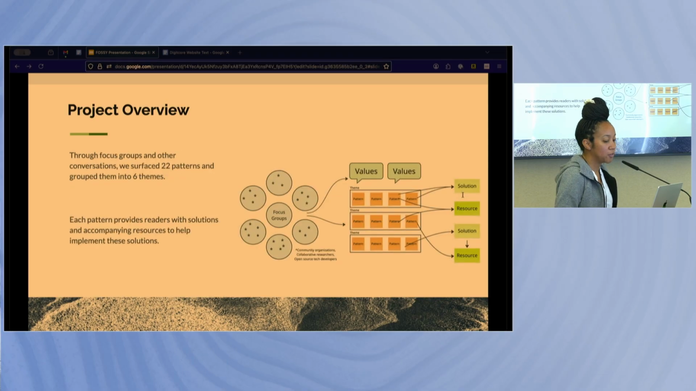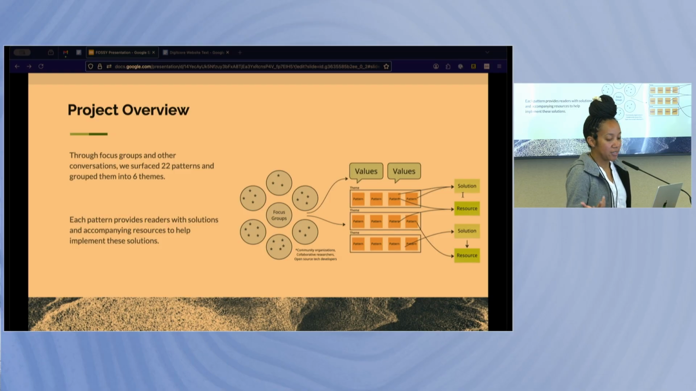And so through focus groups and other conversations, we actually surfaced 22 patterns and grouped them into 6 themes. Note that we call them patterns because we modeled them after the design pattern language, which many of you, if you're coders, you already know. For those that don't, I like to sometimes describe them as tiny recipes or best practices or common things that surface in our research. But for the most part, we just often describe them as like common conditions that came up.